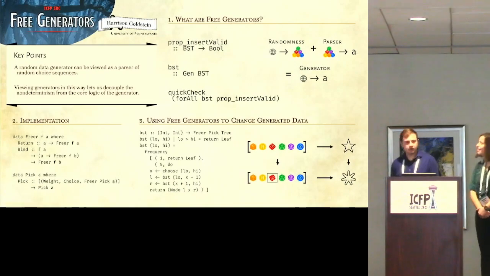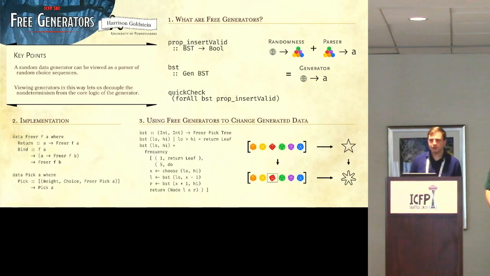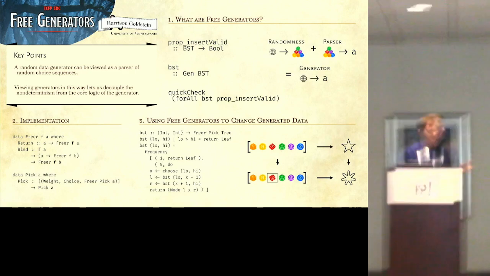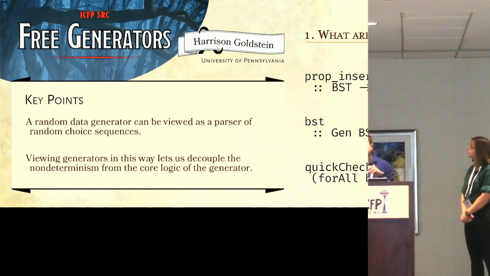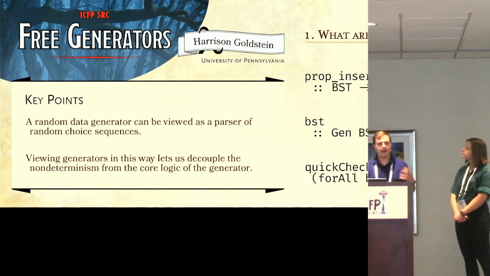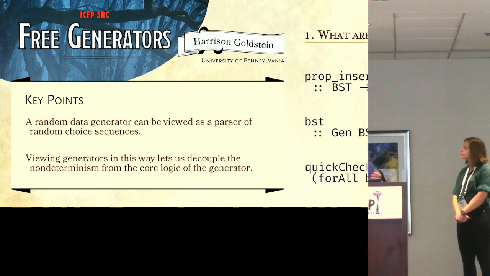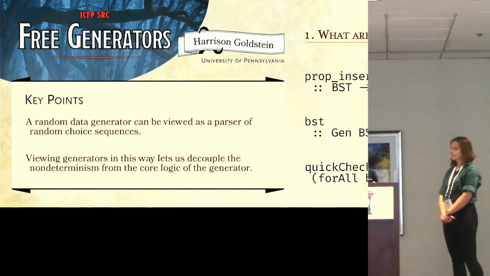This is a poster on free generators. Free generators are a tool that we use in property-based testing that I was working on that allows us to view a generator of random things as a parser. So if you think about it, a generator kind of can take a bunch of random choices, but you could also think about it as parsing those choices into a value, and that's what free generators formalize.